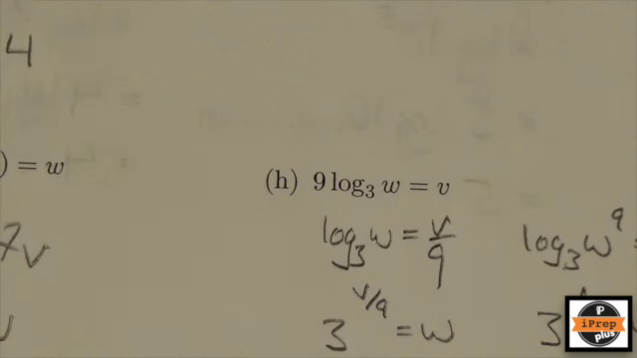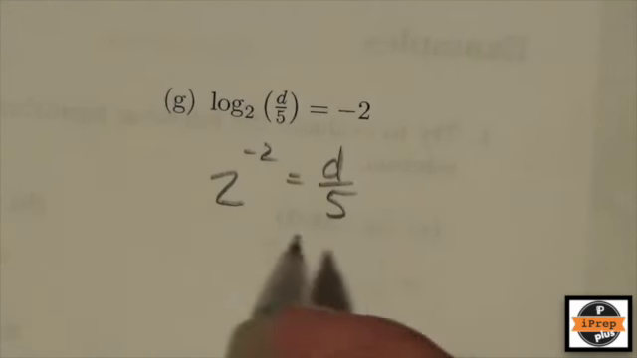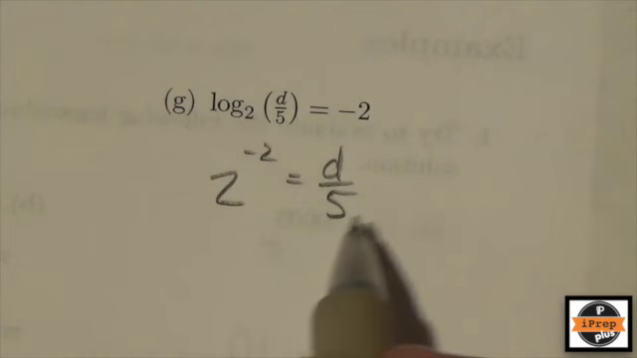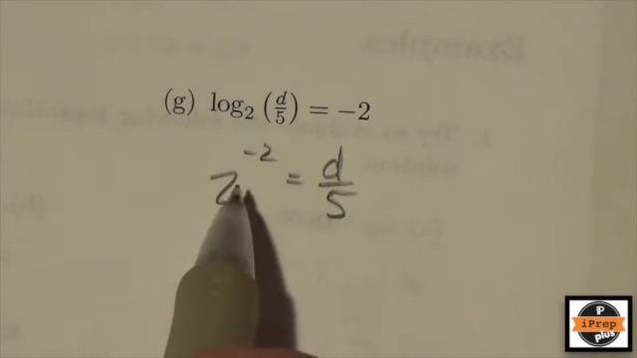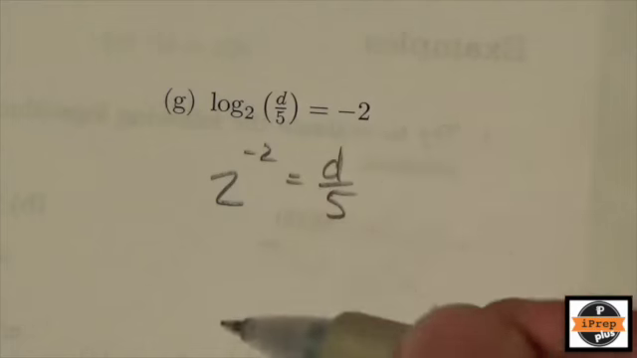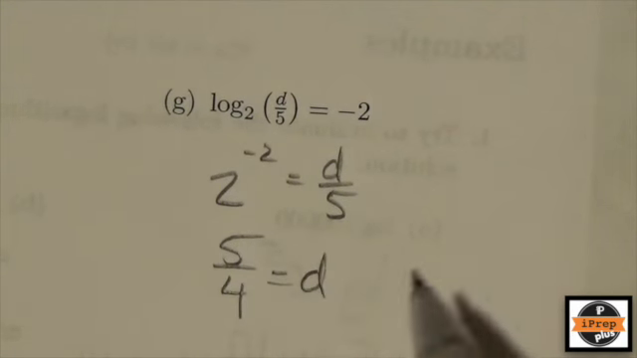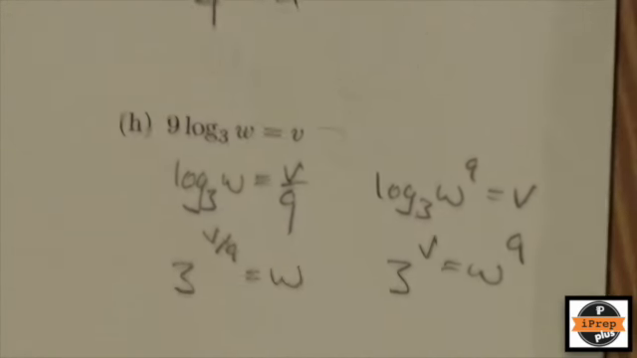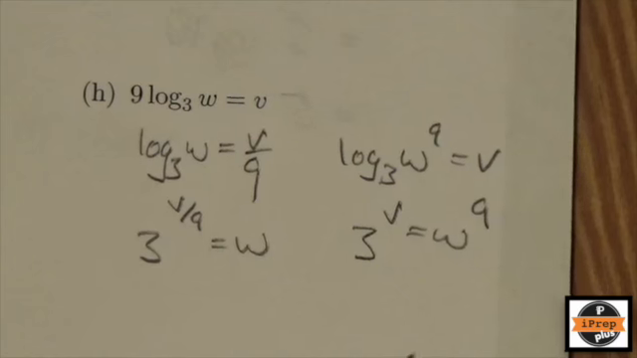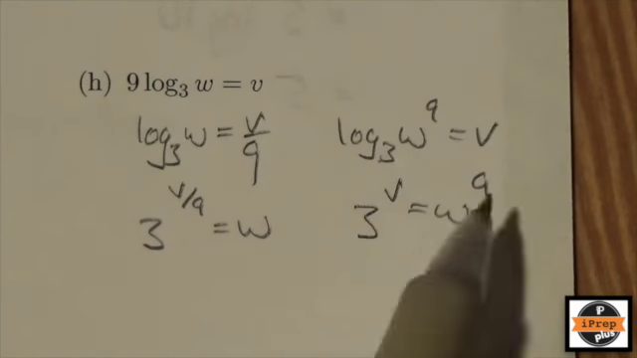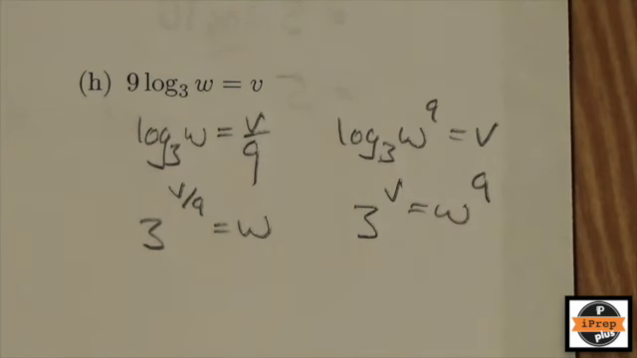Sorry, I've got to go up to G here. I could multiply both sides by 5, and then 2 to the negative 2 is going to bring that down to the denominator. So this will be 5 over 2 squared, or 4, and that would be D. Now H. There's really not much I can do with H. That's about as simple as they're going to get, either one of those. So that's probably pretty good.